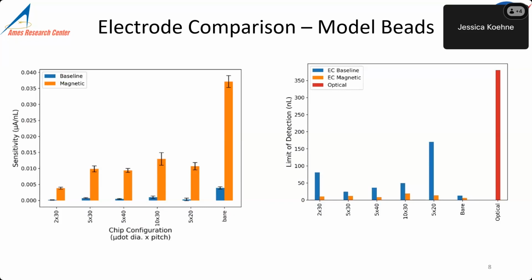But we also compared it to an optical approach. TMB is actually a colorimetric indicator as well. And what you can see is our electrochemical approach is outperforming the optical approach. In addition, employing the magnetic field on this assay is drastically improving the limit of detection as well.